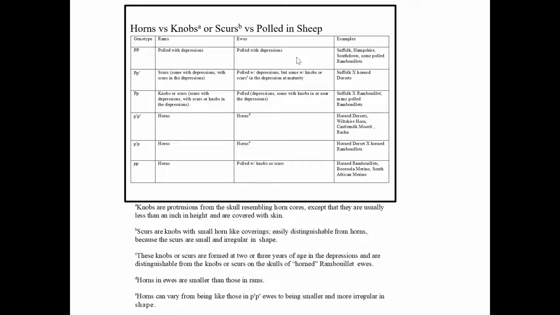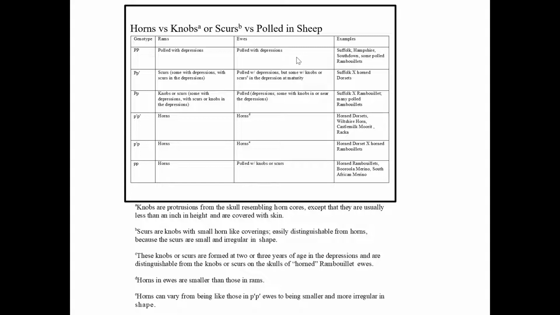Next is little p prime, little p prime. We get horns for our rams and our ewes. For our ewes, the horns are normally smaller than our rams. We see these in breeds such as our horned Dorsets, our Wiltshire Horn, our Castlemilk Moorit, and then the Rocca. Next is little p prime, little p. This also gives us horns in both the rams and the ewes, and again, the horns on the ewes will be smaller than the rams. An example of when we'd see this is when we cross a horned Dorset with a horned Rambouillet.